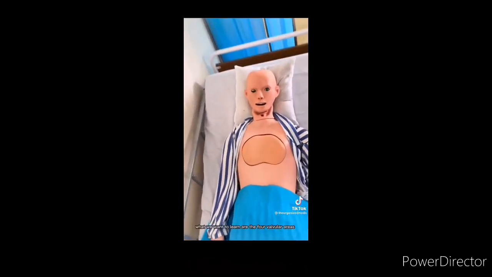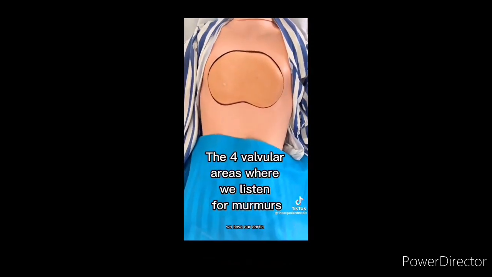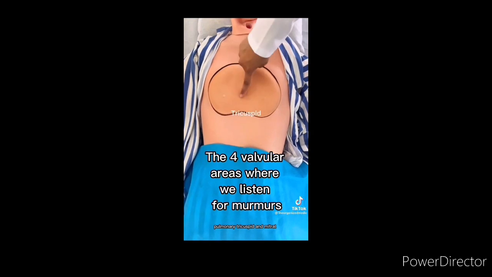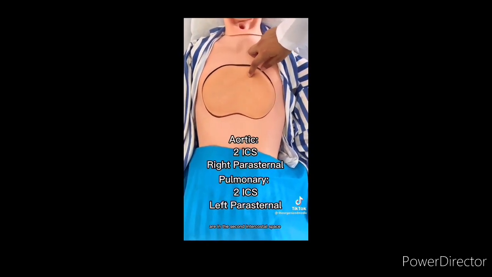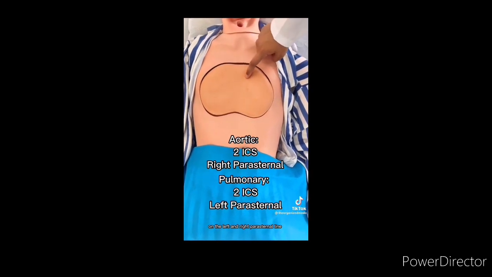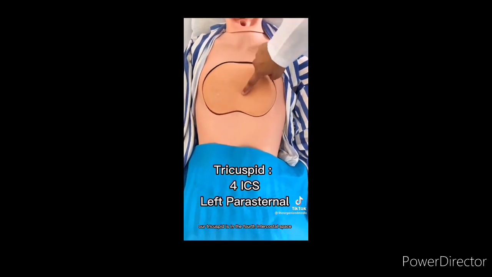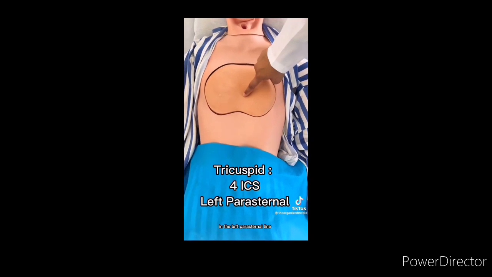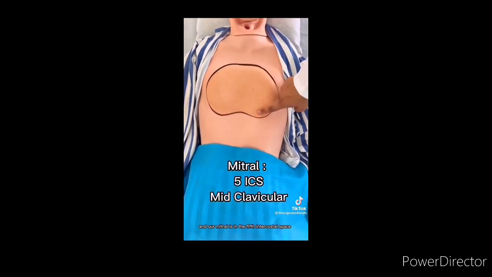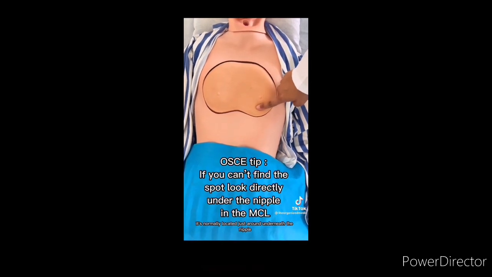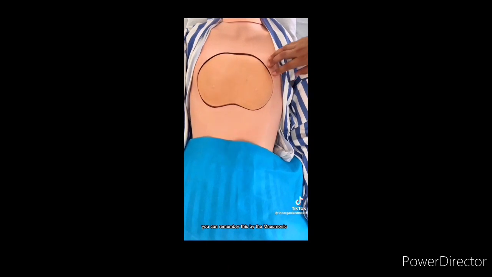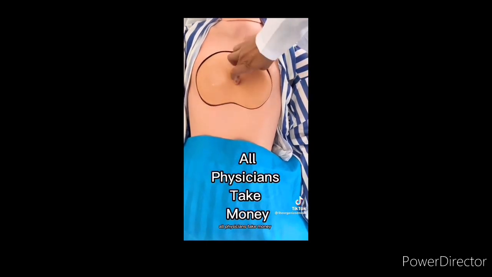First things first, what we want to learn are the 4 valvular areas. We have our aortic, pulmonary, tricuspid, and mitral. Aortic and pulmonary are in the second intercostal space on the left and right parasternal line. Our tricuspid is in the 4th intercostal space in the left parasternal line, and our mitral is in the 5th intercostal space in the midclavicular line. It's normally located just around underneath the nipple if you don't know where to look. Now that we know our 4 valvular areas, you can remember this by the mnemonic, all physicians take money.